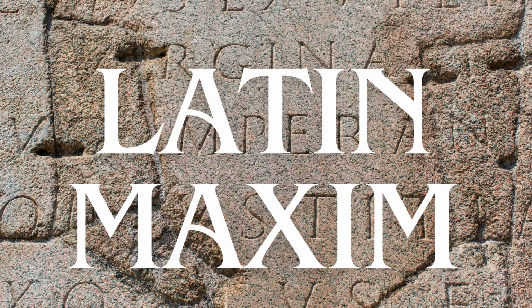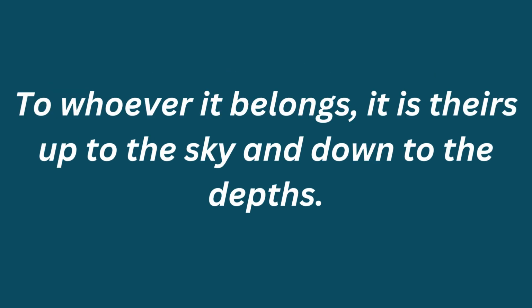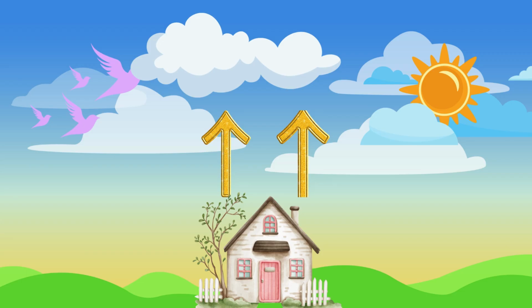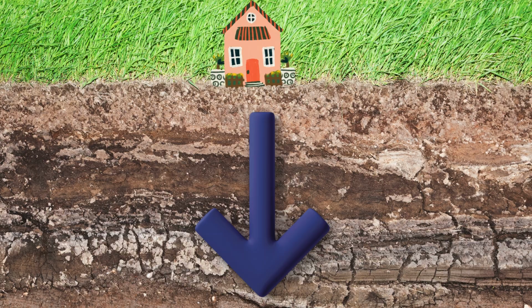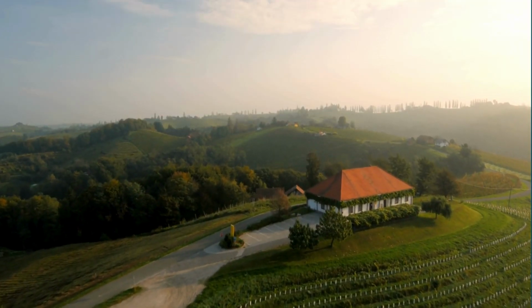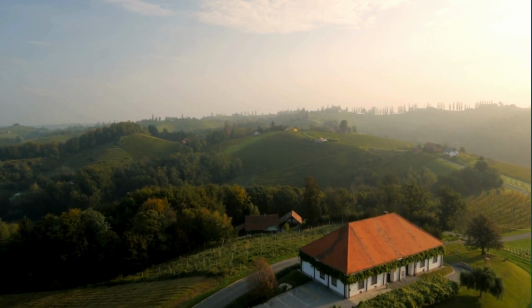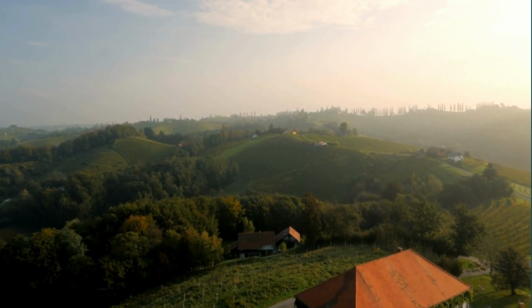This doctrine derives from the Latin maxim "Cuius est solum, eius est usque ad coelum et ad inferos." In literal translation, it means to whoever the soil belongs, it is theirs up to the sky and down to the depths. That means, in the context of property law, that the owner of a piece of land has rights that extend above and below the surface of the property.